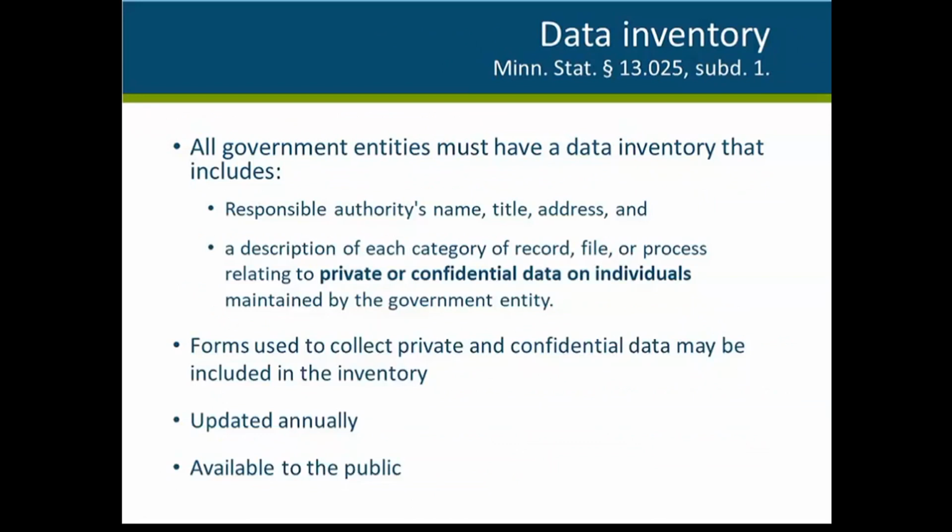So one thing I mentioned already that can help an entity understand which data are subject to the procedures for ensuring appropriate access is the data inventory. All government entities must have a data inventory that lists the types of private and confidential data that the entity maintains. For instance, all government entities have private personnel data. That should be listed on their data inventory.